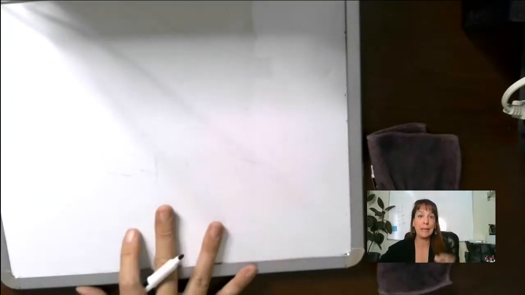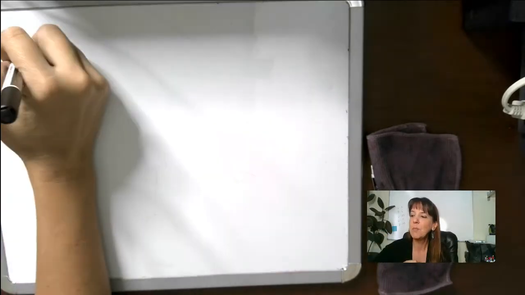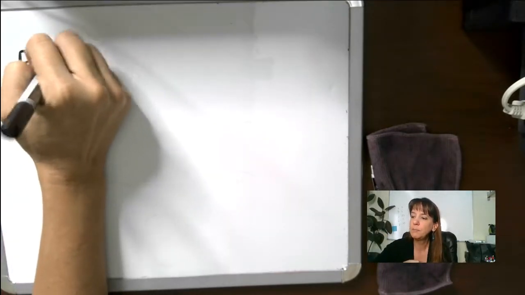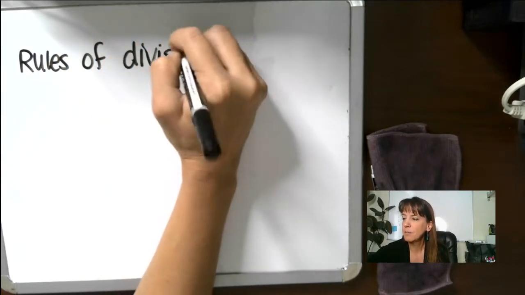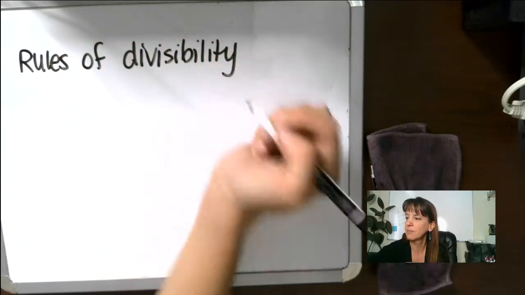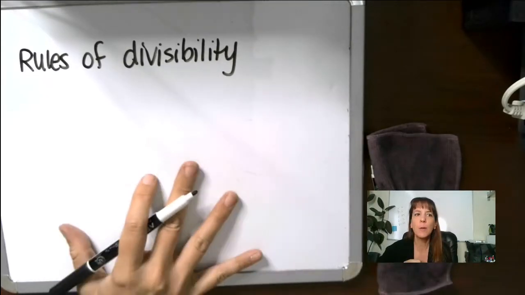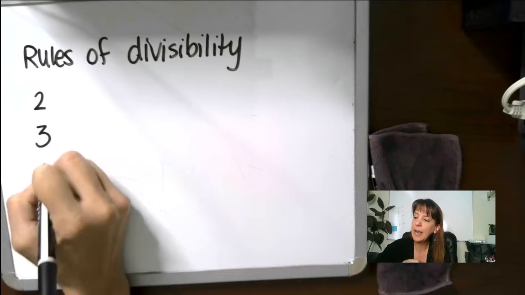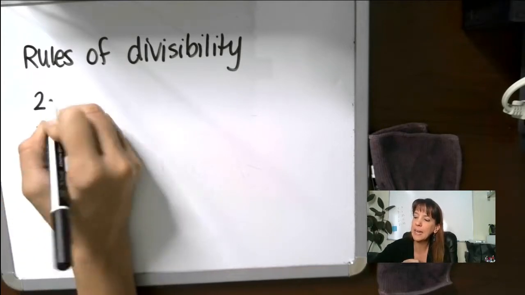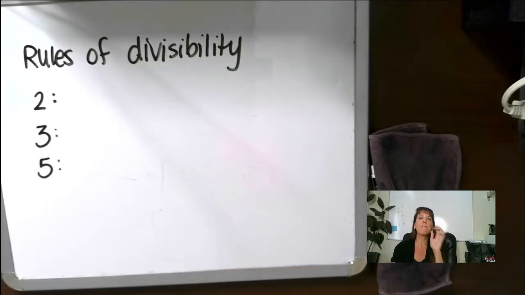Guys, if you're in my class, you need to be having your notebook out, turn to the videos or the notes section, and I want you to write down some key things here, okay? We are going to talk about the rules of divisibility. Yes, I spelled that right. The rules of divisibility for 2, 3, and 5.